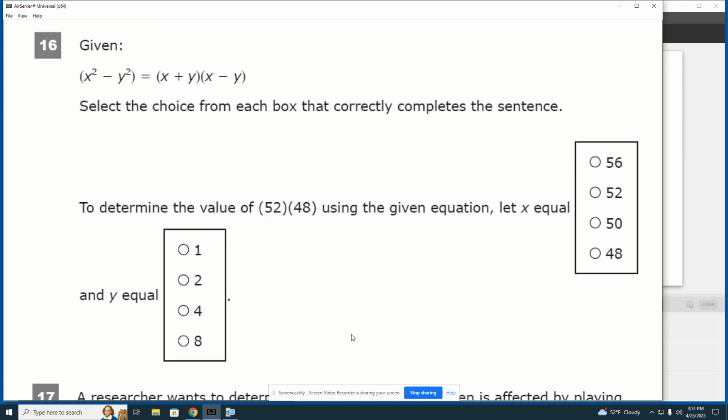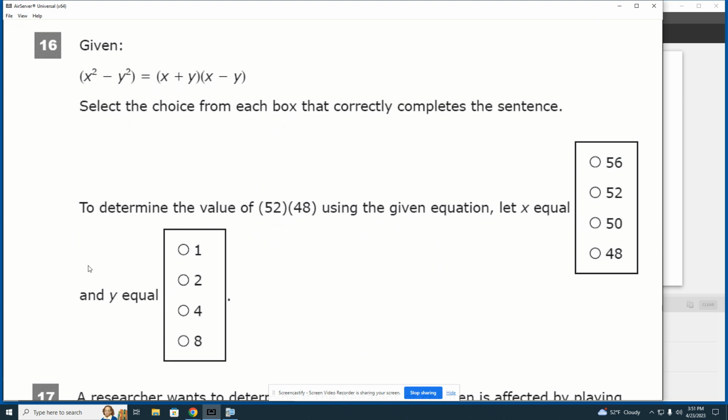Again, remember from 16 on, actually start at 11, those are all able to be used with the calculator. Sometimes calculators will help, sometimes they won't necessarily help, but they are available to you. So let's pick up right here on number 16.